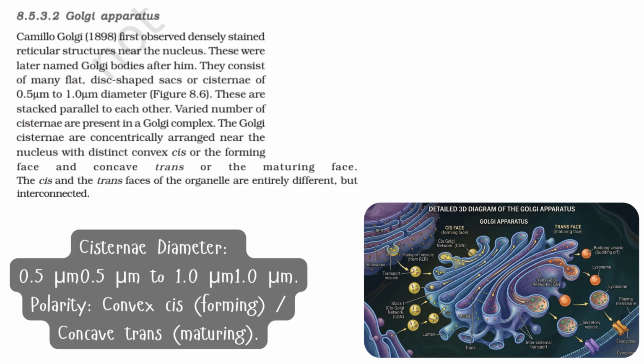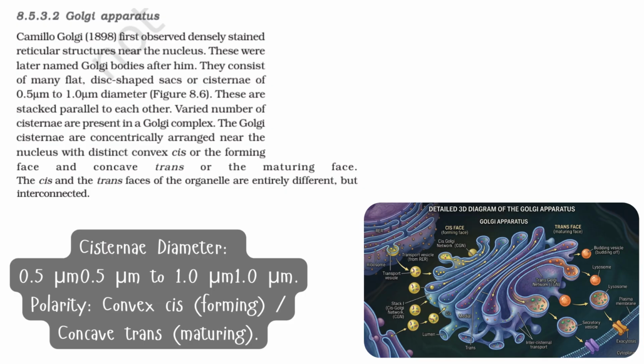Discovered by Camillo Golgi in 1898, this organelle consists of flat, parallel sacs called cisternae, measuring 0.5 to 1.0 micrometers in diameter. The Golgi has a distinct polarity, a convex cis or forming face that receives material from the ER, and a concave trans or maturing face that releases packaged vesicles.